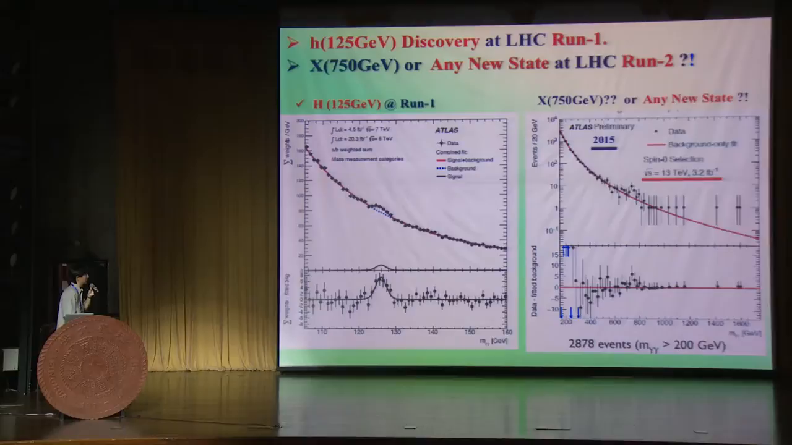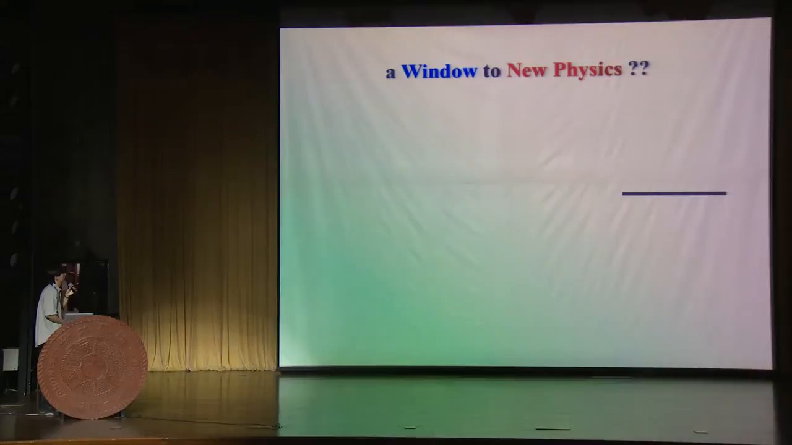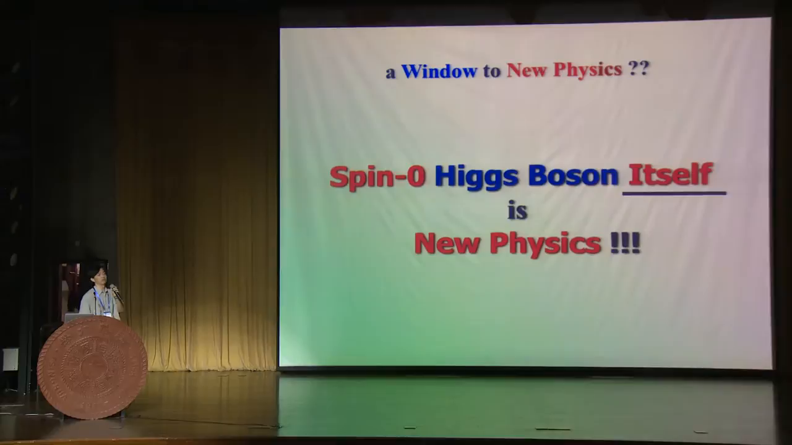But still, there is more than about half a year of running this year, and we would expect to double the data. And that will give us a more precise and firm indication of any other possible new physics beyond this. So, a window to new physics. I would take the most conservative way in this talk, and say, if we just have this 125 GeV Higgs boson, can we go beyond that?